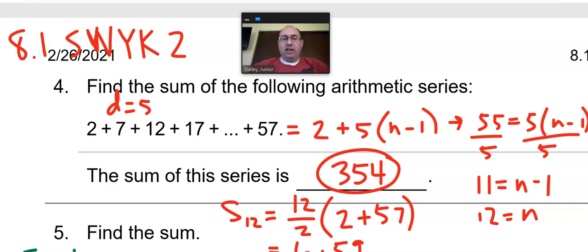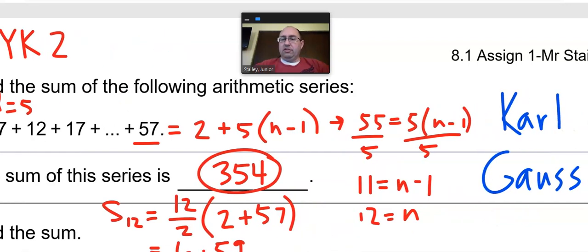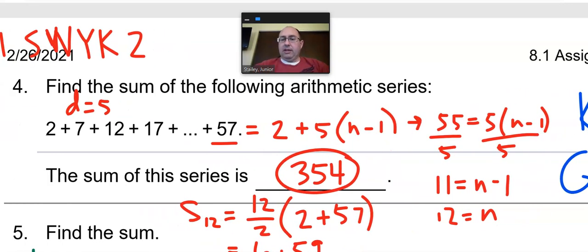So let's see here. We set the last one equal to 2, the first term, plus the common difference, times n minus 1. So you can see we're going through the process of solving this. We subtracted the 2, got 55. We divided by 5 and got 11. Added 1 and got 12. So we know there's 12 terms.